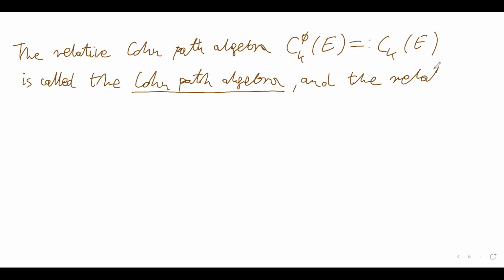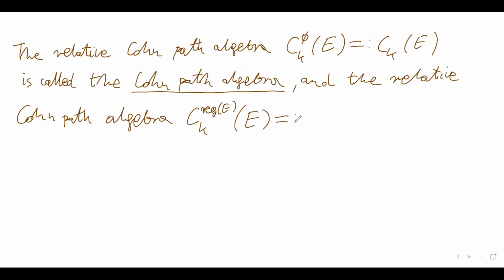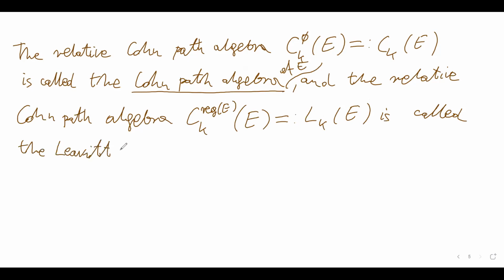And the relative Cuntz path algebra CK, and here just take all regular vertices of E. And this you denote as LK of E. And this is called, well, it's called the Leavitt path algebra of E.